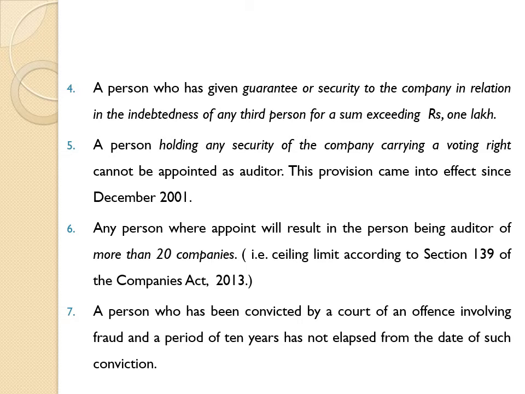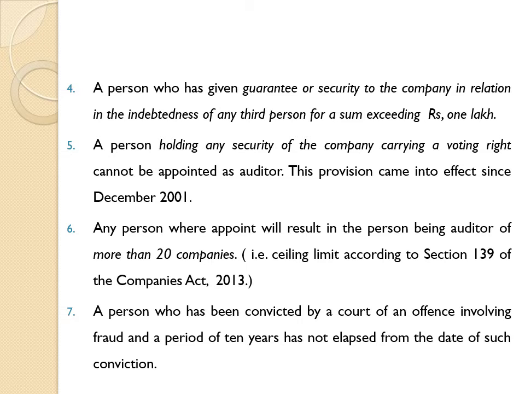Sixth one, any person whose appointment will result in the person being auditor of more than 20 companies. It means that an auditor has a ceiling limit on the audit of companies. A person can perform his audit work in relation to 20 companies. But a person already having appointment for 20 companies cannot be appointed as an auditor of the company.